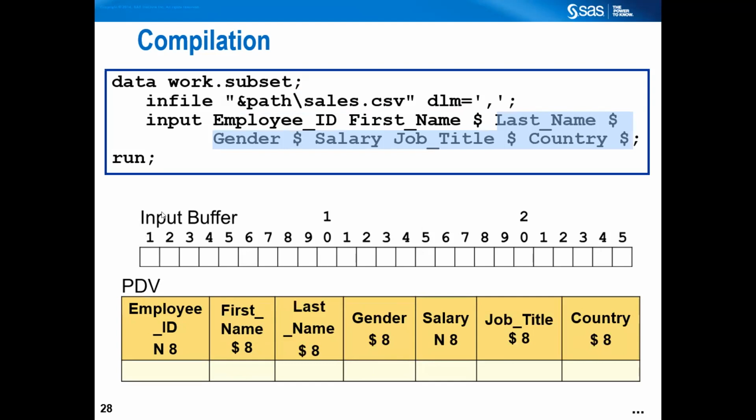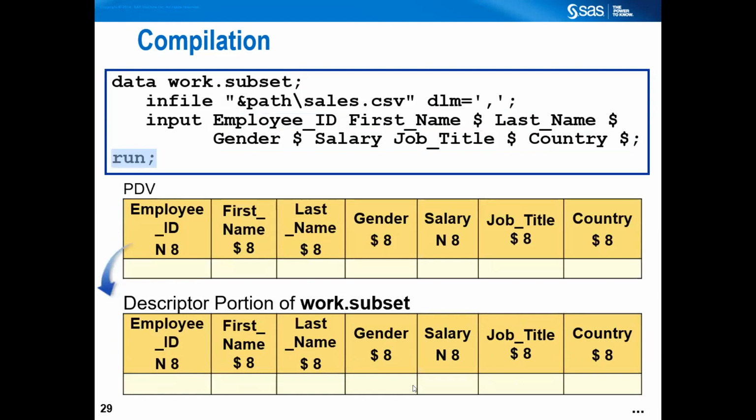So this is the area where the raw data will be held, the raw data record. So it will read every single record line. It will hold it here, and as per your input, it will be converting it into a SAS data set in the PDV. All good? And then with run, a descriptor portion is created. Got it? So what is the descriptor portion? Just the description of your table, that is the name of the data set and the number of columns and its type and its length. Got it now? Yes.